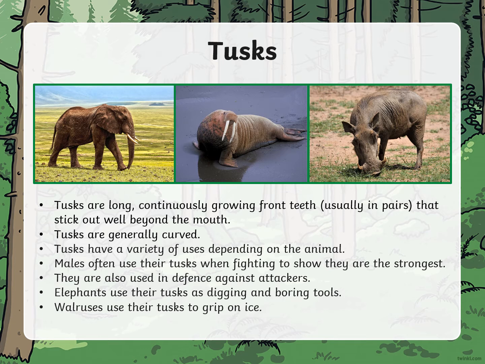And the tusks are usually curved, and the males, that means the boys, often use their tusks when they're fighting because they want to show that they're the strongest, and they can use them to protect themselves, to defend them against other animals, okay? And elephants use their tusks for digging, which is interesting, while walruses use them to grip onto the ice, to keep them stuck on the ice. So tusks, that's a different part of an animal we haven't looked at.